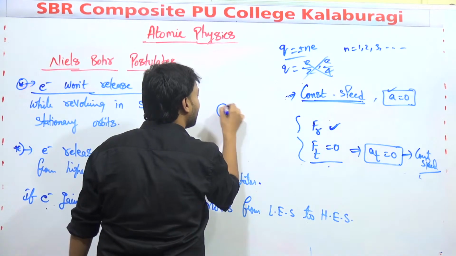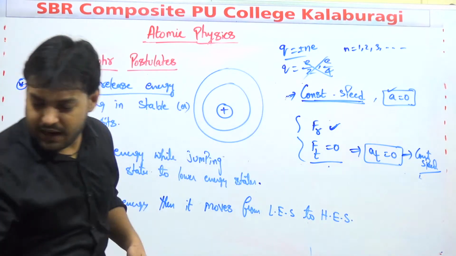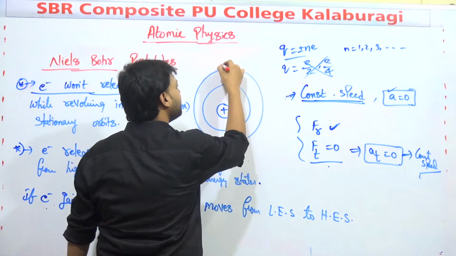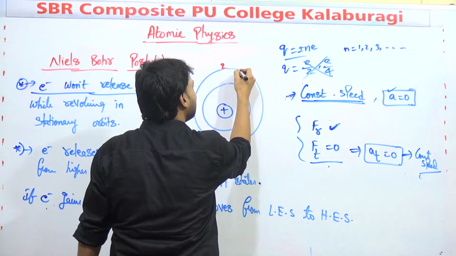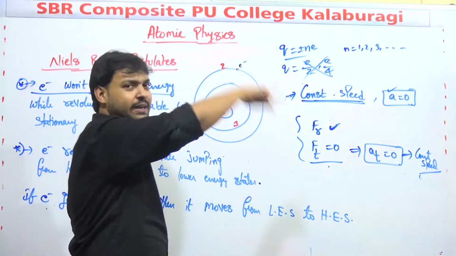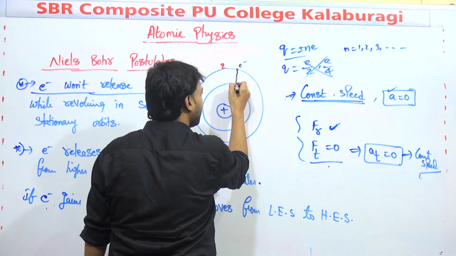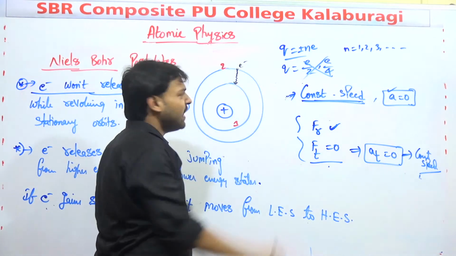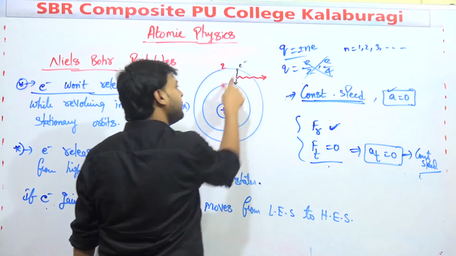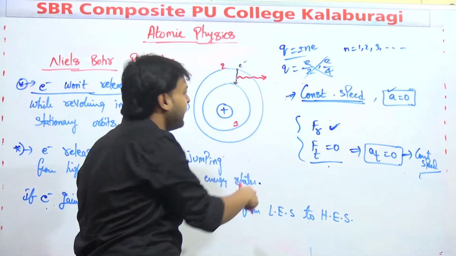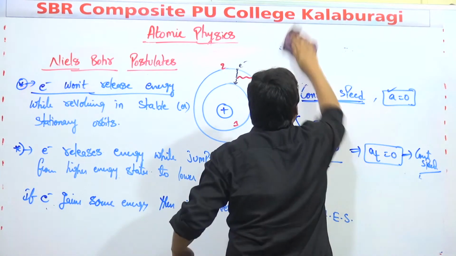So consider the nucleus. This is 1, and assume this is 2, right? Initially the electron is at the second orbit, and it is trying to come to the first orbit. While coming down, what will happen? It is coming from 2 to 1. Definitely it will lose some energy.